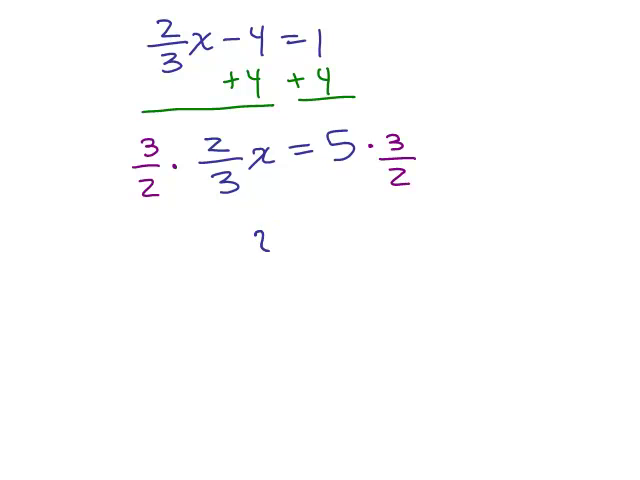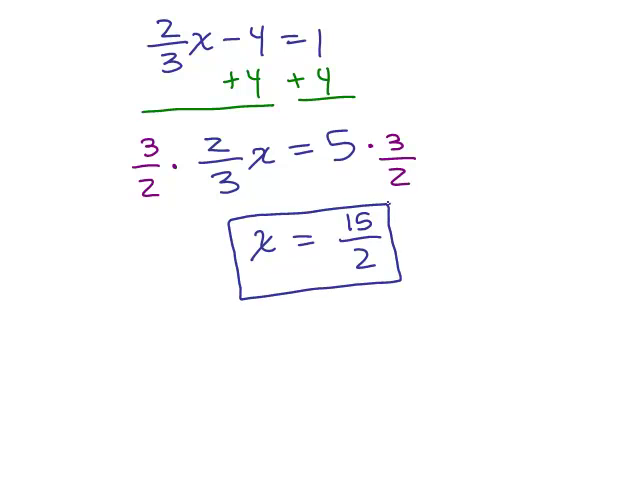And this is probably the most natural way for most people to solve this equation. We get x equals 15 halves. Of course, that's the same thing as 7.5. Usually when I'm solving equations, I leave things as reduced fractions. One less step that I have to do.